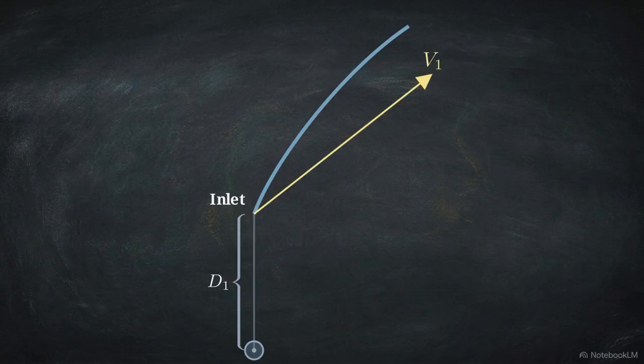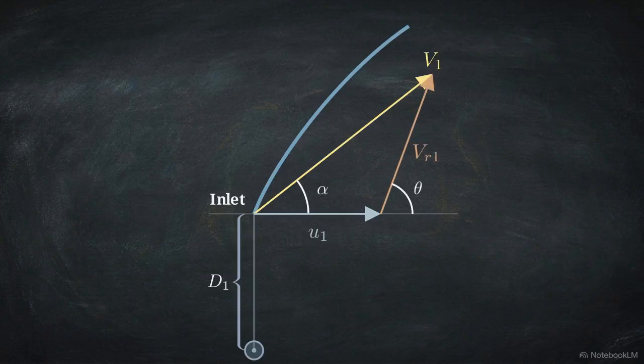We will build the math starting at the smaller inner boundary, d1. First, draw absolute velocity v1 at angle alpha, then tangential blade velocity u1. Subtracting them gives relative velocity vr1 at angle theta. Breaking v1 into orthogonal components gives radial flow velocity vf1 and tangential whirl velocity vw1, representing rotational momentum.